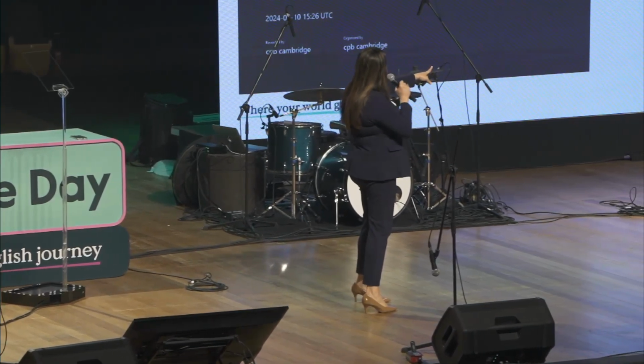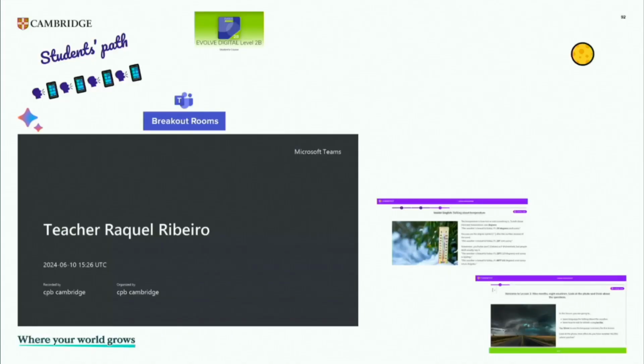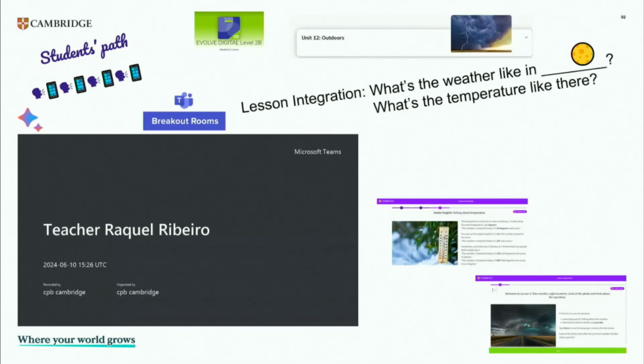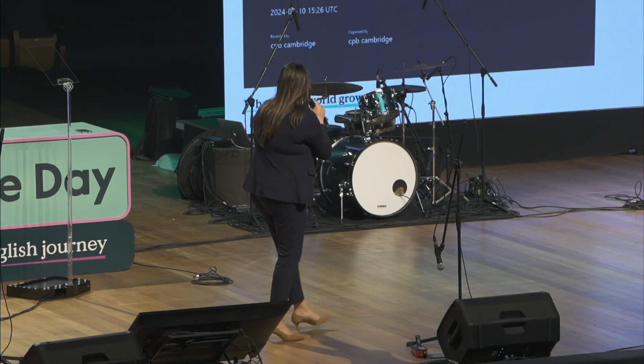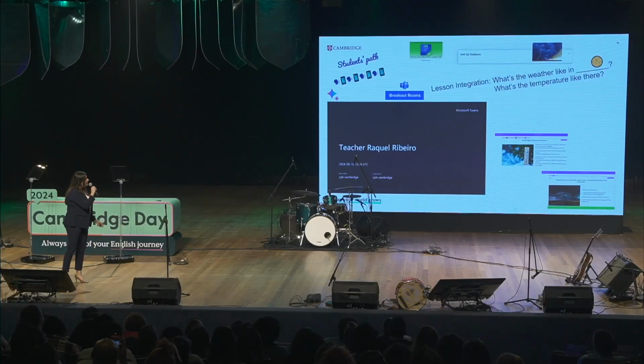Okay, so what I'm showing here is the level they study with Evolve Digital 2B online classes, which means that the generative AI integration is not a privilege of in-person classes. It's also very possible to be used in online settings as well. And this is the point for Unit 12, one of the lessons. What's the weather like in, and the temperature? I needed them in the beginning of the class to get some information, to be exposed to that. And one of the students had this idea of asking about the moon. So let's watch that. They are in a breakout room, and this is being used.